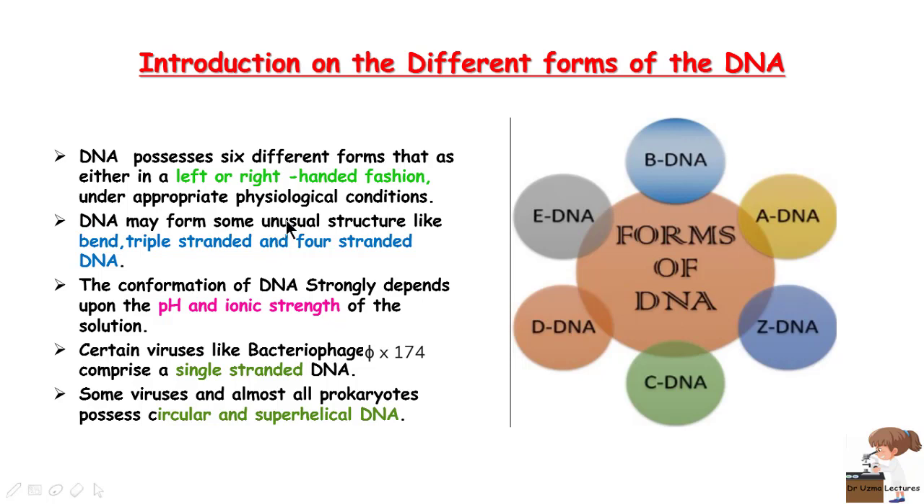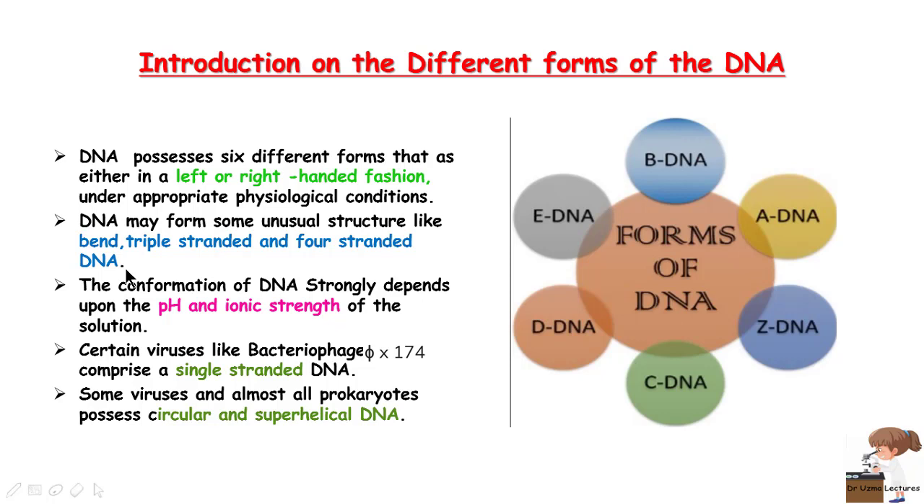There are some unusual structures like the bent, triplet strand, and four-stranded DNA. If you don't understand the meaning of bent, triplet and four-strand DNA, please kindly watch my previous lecture. Over there I have explained each and every term. Just now I'm giving you the terminology of the unusual structures that occur in the DNA.